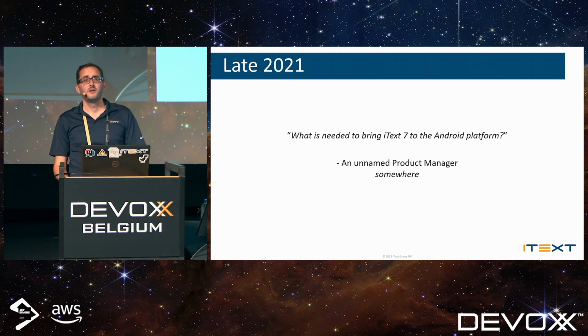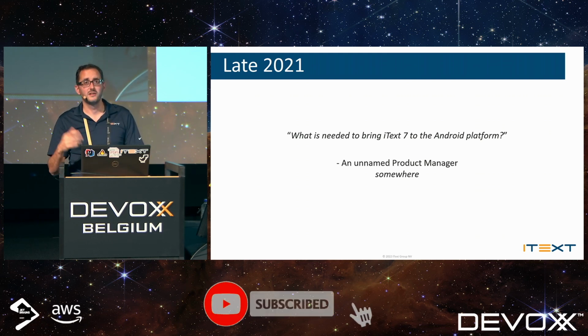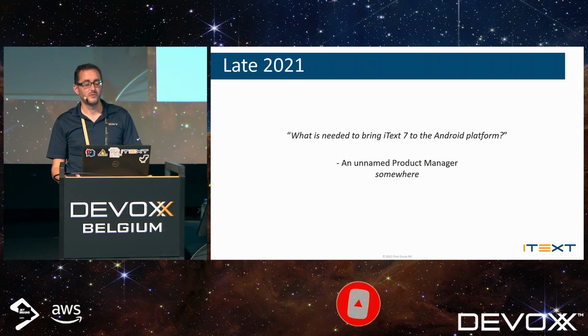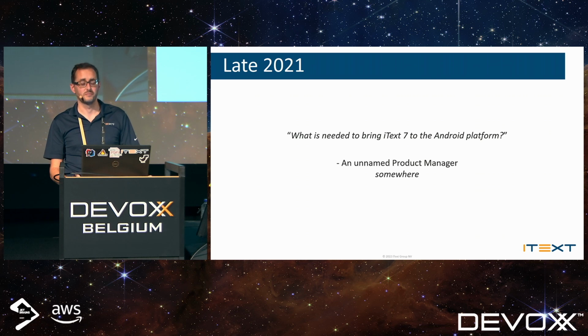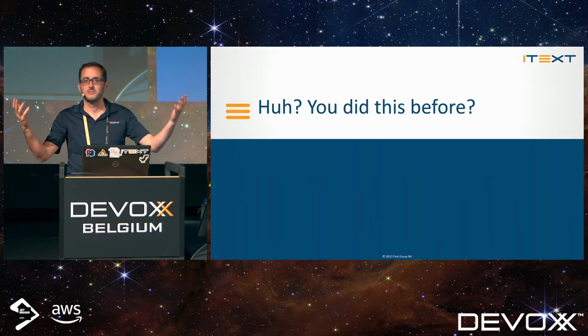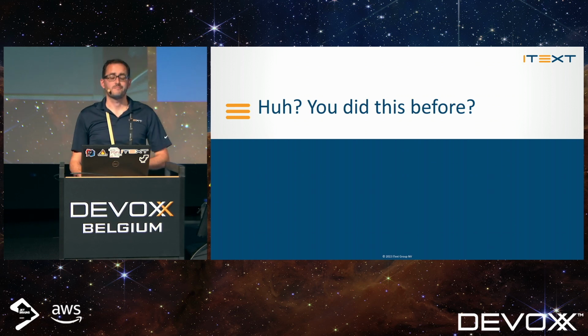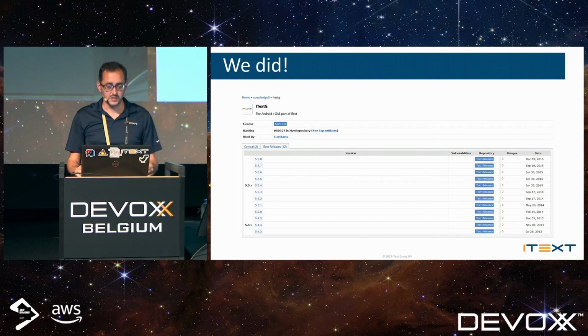And you tell him, well, Andre, we've done this in the past. We did this for iText 5. We know a few of the steps. We haven't done it for iText 7. And of course, you've done this before. Andre knew this, but I'm just gauging your reaction. Yeah, we've done this before. Actually, we did this quite a while ago.